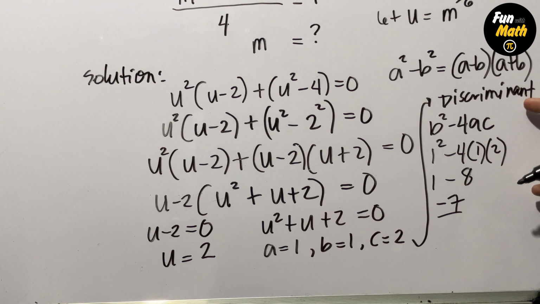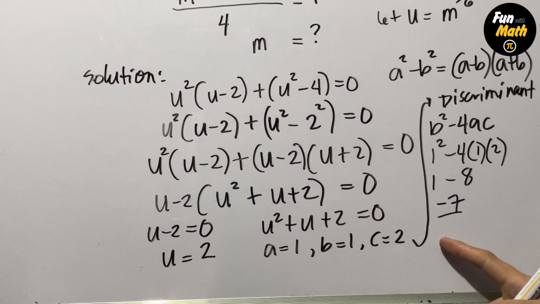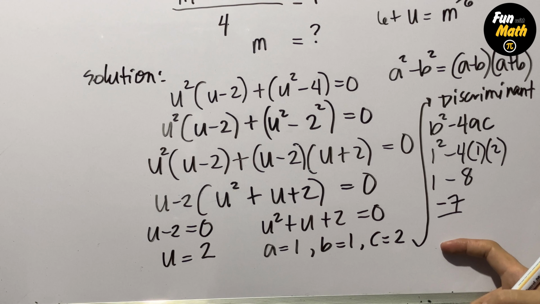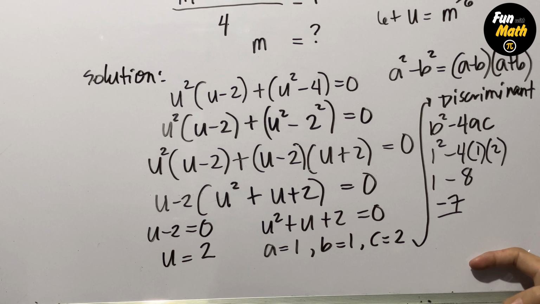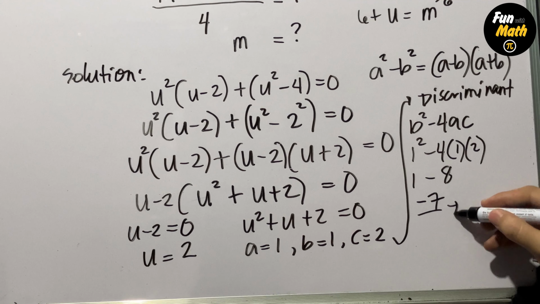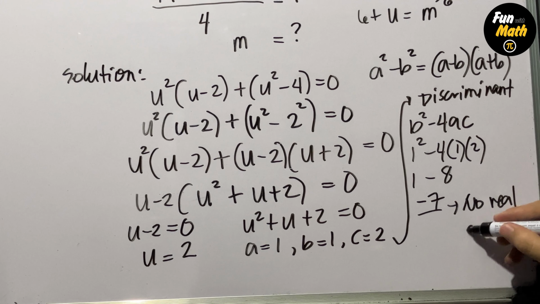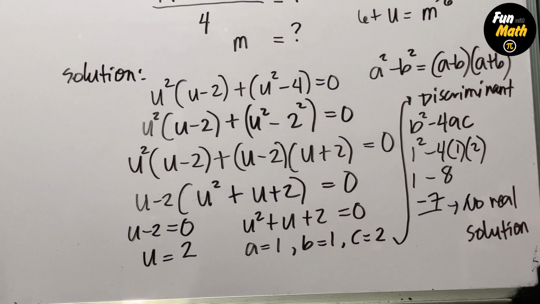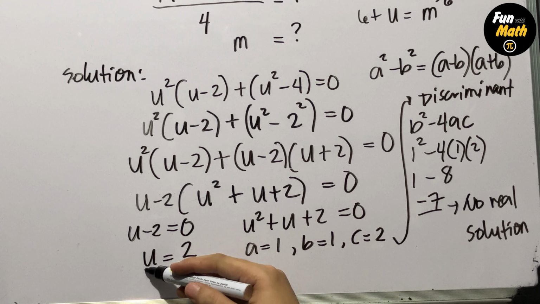According to the discriminant, if the result is positive, the number of solutions is 2 real solutions. If the result is 0, the number of solutions is only 1 real solution. And if the result is negative, it means no real solution. Now, since it's negative, that means no real solution. So the only value of u that we can consider is this: u is equal to 2.